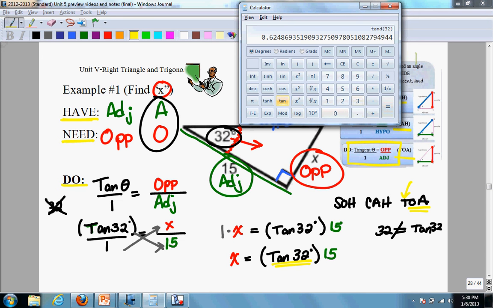0.624869, etc. You need to make sure you're in what's called degree mode. Again, on my computer calculator, it's 32 and then tan. On some of your calculators, it's going to be tan 32. So I'm going to take that to the fourth decimal place, 0.6249.